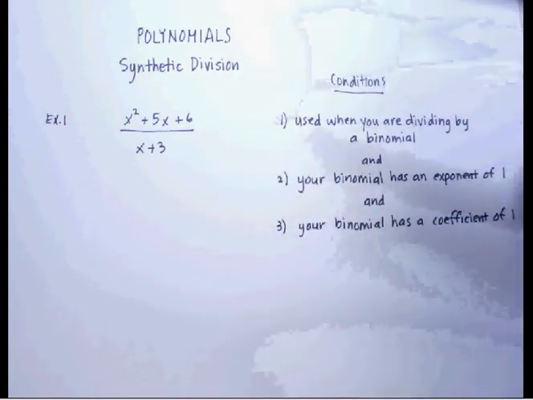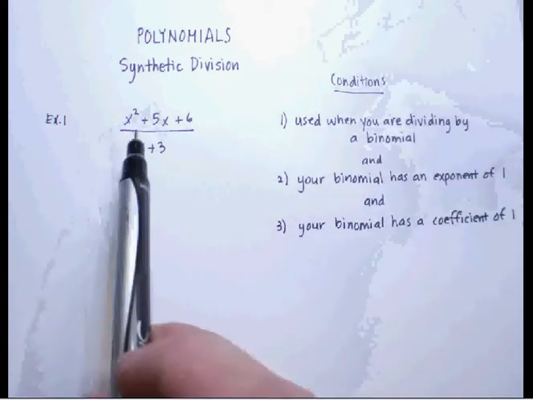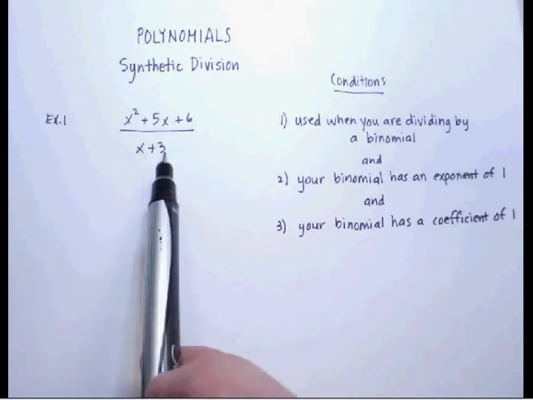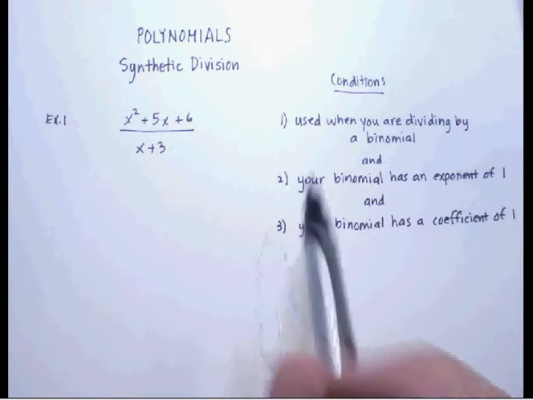So for example, if you have some kind of a trinomial divided by a binomial, which is a fairly common problem, and it's a useful one too, you could use synthetic division. Now, what are some of the conditions that you have to follow?